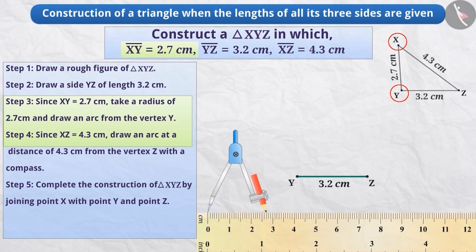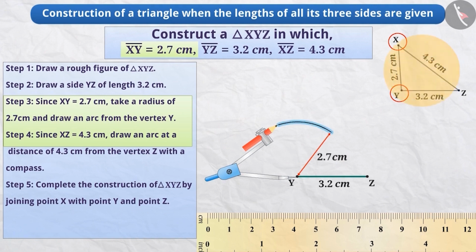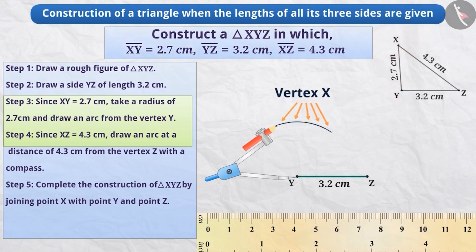By placing the pointed end of the compass on the vertex Y and taking vertex Y as the center, we will draw an arc of radius 2.7 cm. The distance of each point on the arc is 2.7 cm from the vertex Y. That is, one point of this arc is the vertex X of triangle XYZ. Just think, how will we find the exact position of the vertex X? Think for a while. Let's understand this in step 4.